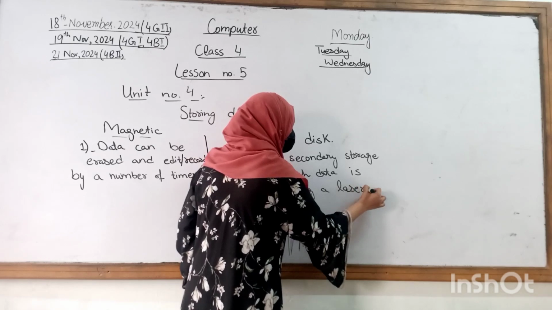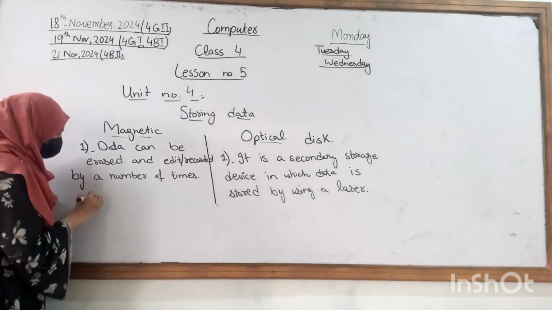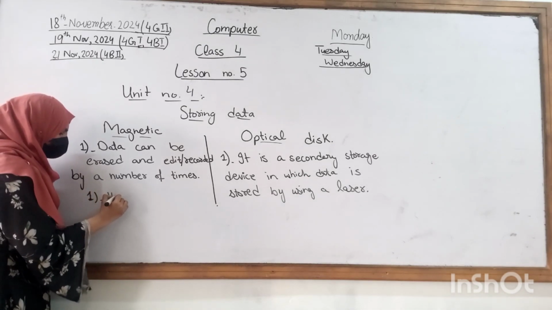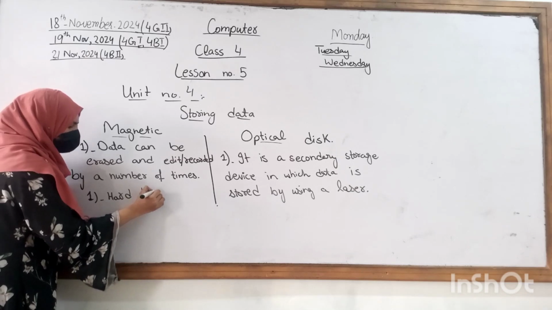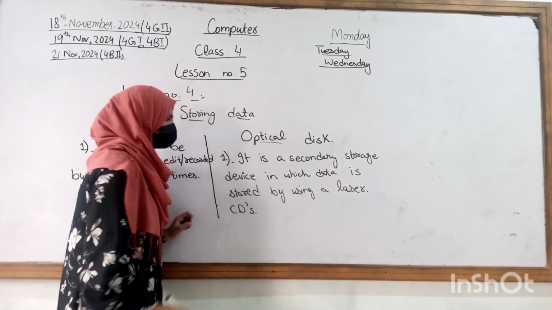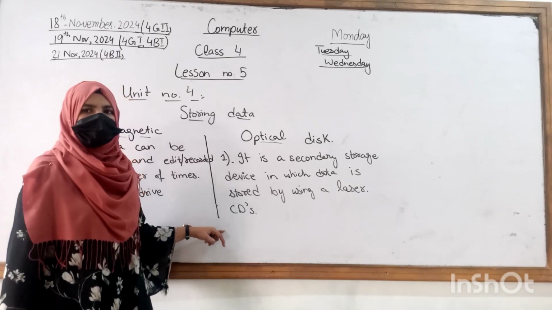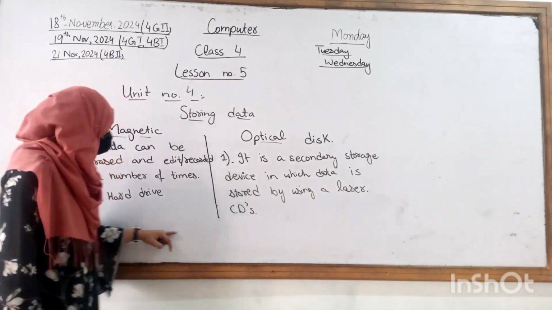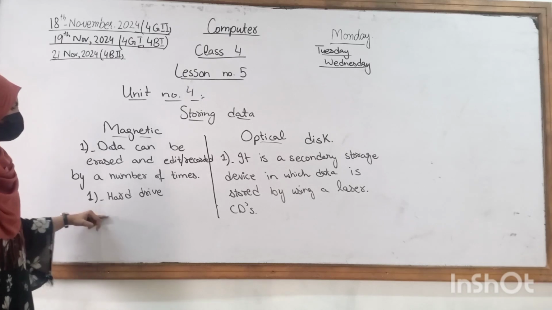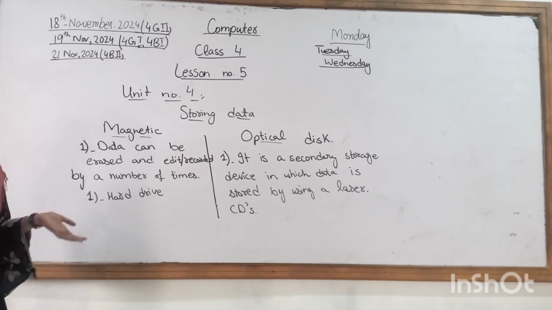Now who will tell me an example of magnetic disk? Yes, Ishal. Very good. Magnetic disk includes hard drive. And optical disk includes CDs. CDs are optical disks. So you see that in a CD the data is stored with the help of a laser beam. And in a magnetic disk the data can be erased and recorded several times. In the hard drive you can delete the data, erase it, and record the data again.